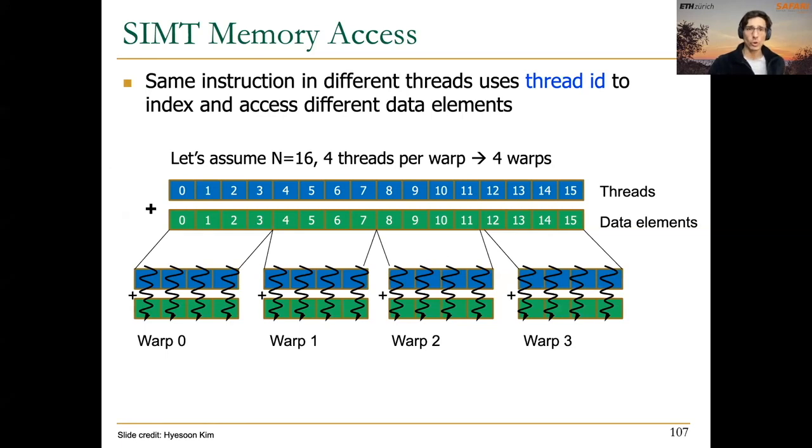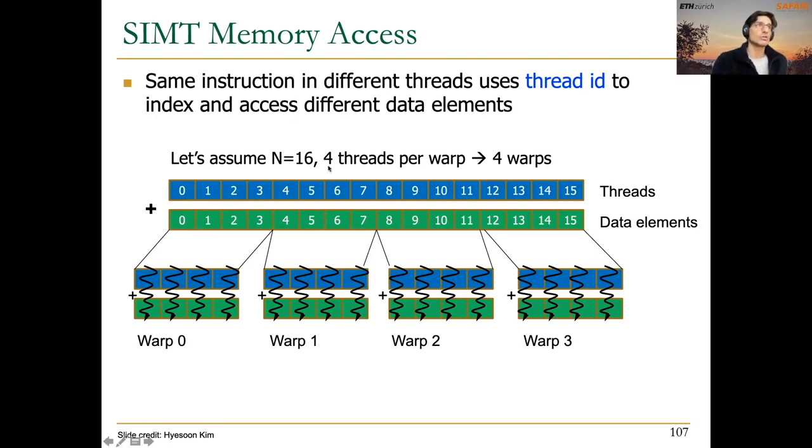Now, how do we write our code? Because I said the code or the program is the same for all the threads, it's single program, but multiple data. Meaning different threads access different data, operate on different input data, and generate different elements of the output array. So the way of doing this partitioning is by using the thread ID to index the data elements.